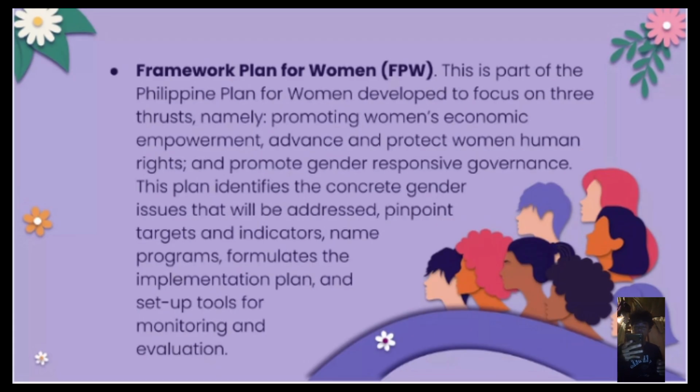Framework Plan for Women, FPW for short. This is part of the Philippine Plan for Women developed to focus on three thrusts, namely promoting women's economic empowerment, advancing and protecting women's human rights, and promoting gender responsive governance. This plan lists activities that concentrate on the gender issues to be addressed, pinpoints targets and indicators, names programs, formulates the implementation plan, and sets up tools for monitoring and evaluation.